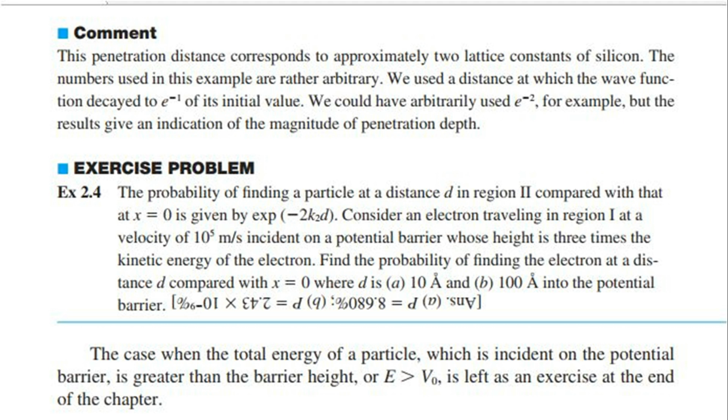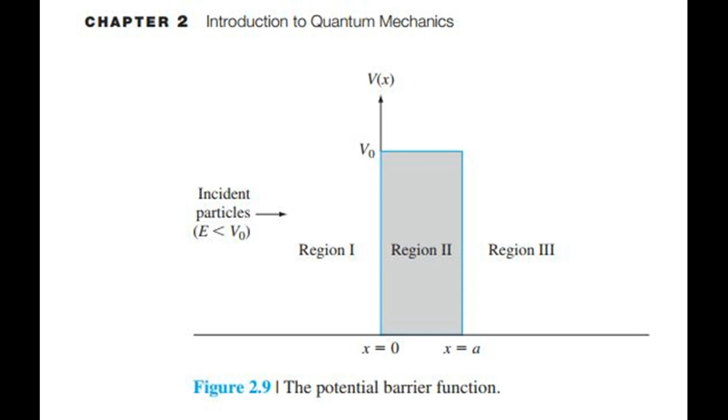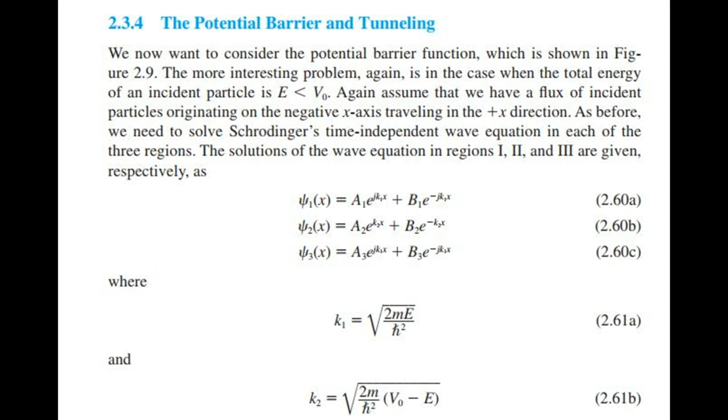Figure 2.9 The potential barrier function. The potential barrier and tunneling. We now want to consider the potential barrier function, which is shown in figure 2.9. The more interesting problem, again, is in the case when the total energy of an incident particle is E < V0. Again, assume that we have a flux of incident particles originating on the negative x-axis traveling in the +x direction.